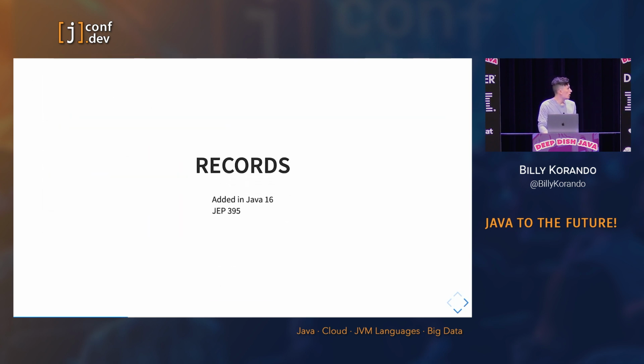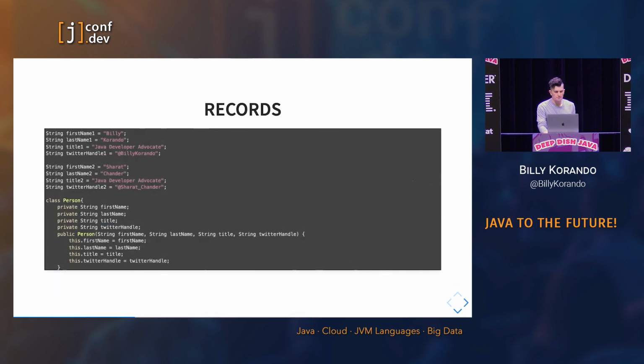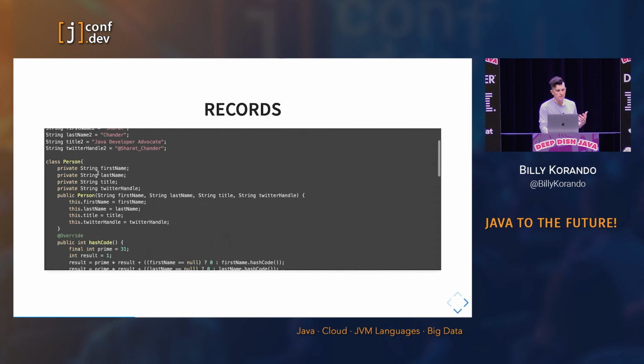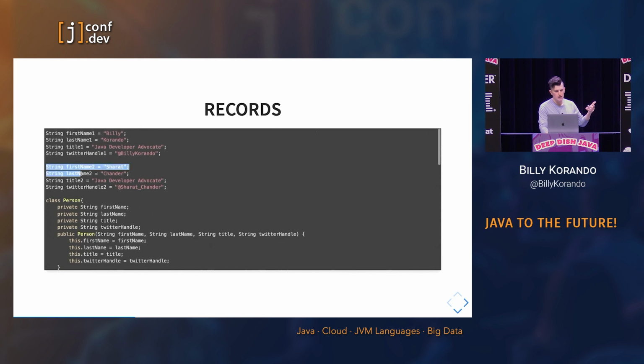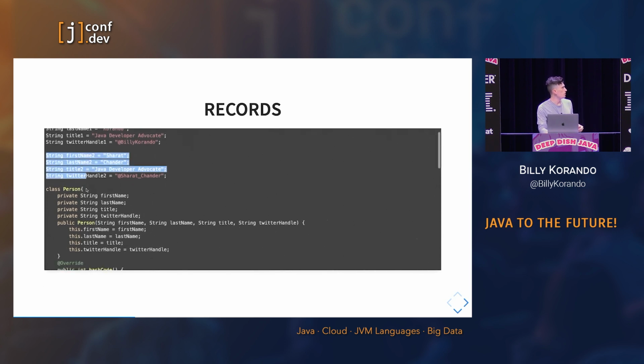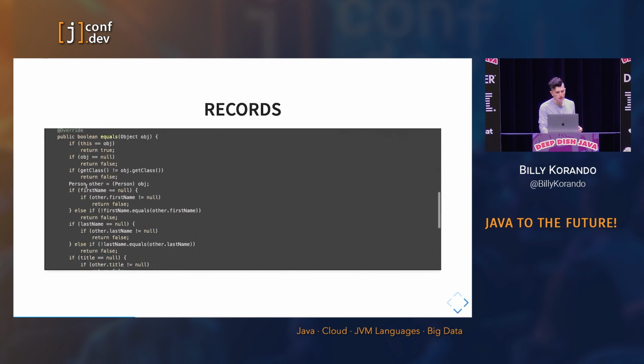Records, these were added in Java 16 and their JEP is 395. So the first and immediate benefit that developers will get with records is the reduction in verbosity. So let's just say that I was doing some sort of data transformation within the body of a method, and I just needed some sort of handler for this data, for this person information, that really only matters within the body of this method.